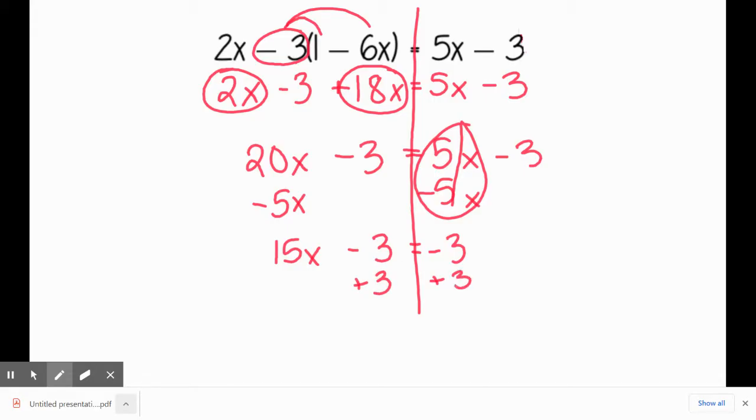This ends up a lot like the previous problem, where I end up having constants cancel on both sides. So on the right-hand side, that equals 0. So I get 15x is equal to 0. Divide both sides by 15, and I get x is equal to 0 again.